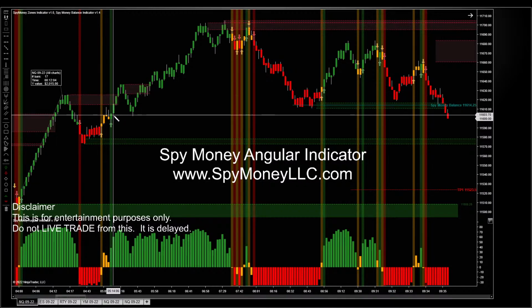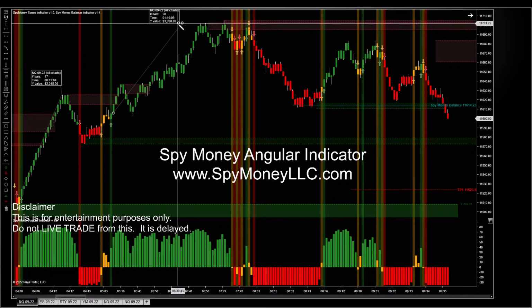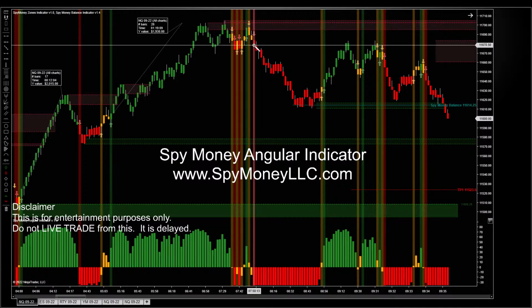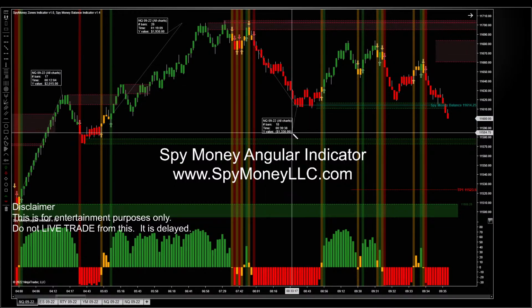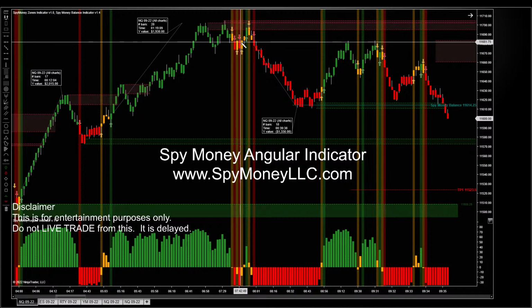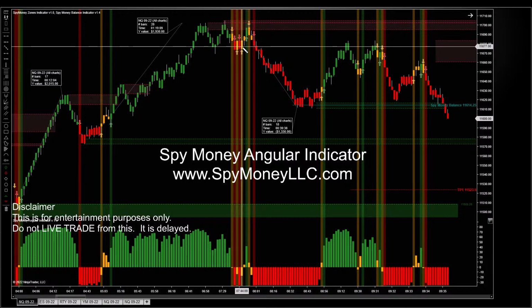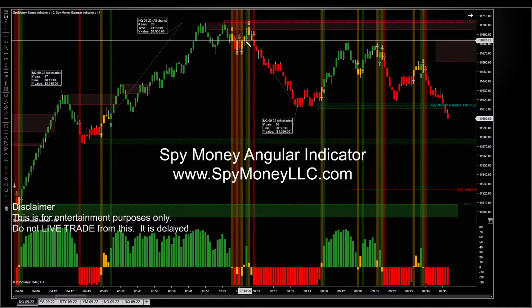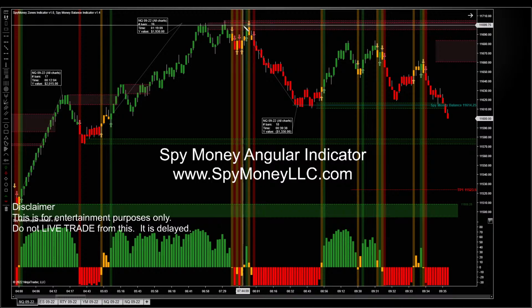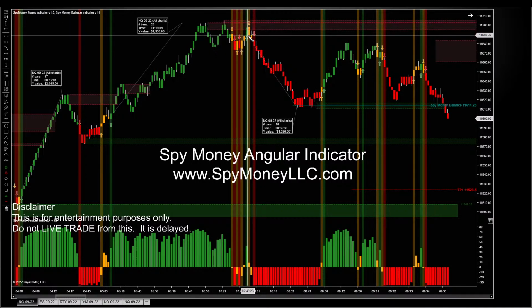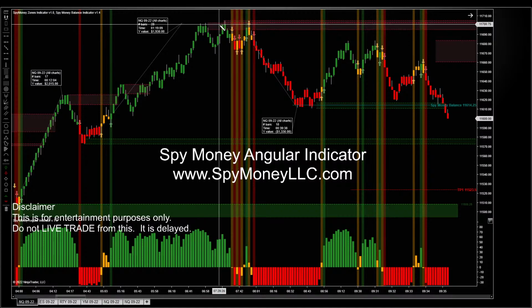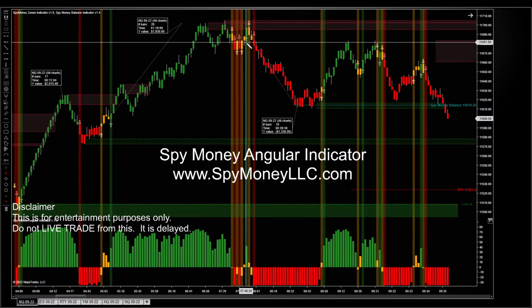There's $2,000. Right here is almost 2,000. Right here is 1330. If you would have got in here, you might have lost a trade or two here. But where this is double topping right here, I would be looking to go short only. I would not have taken this long because that is showing our support.